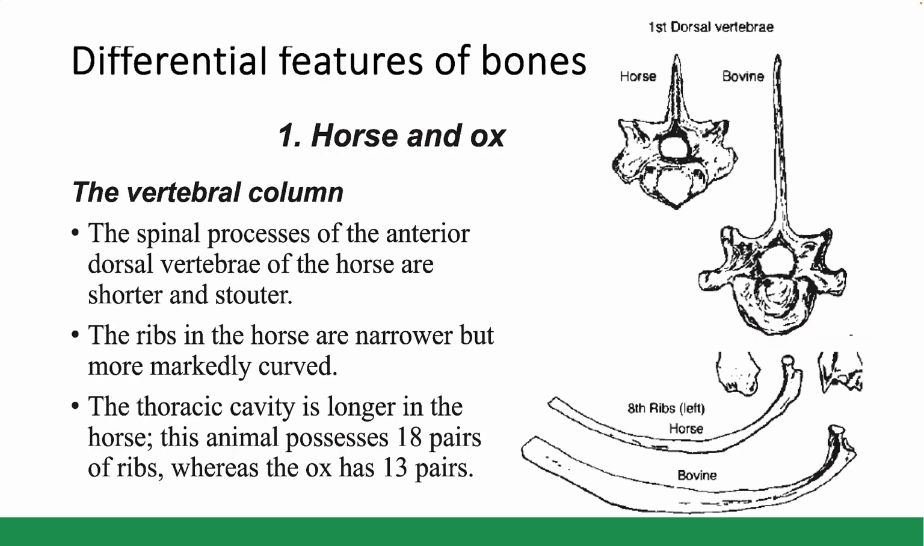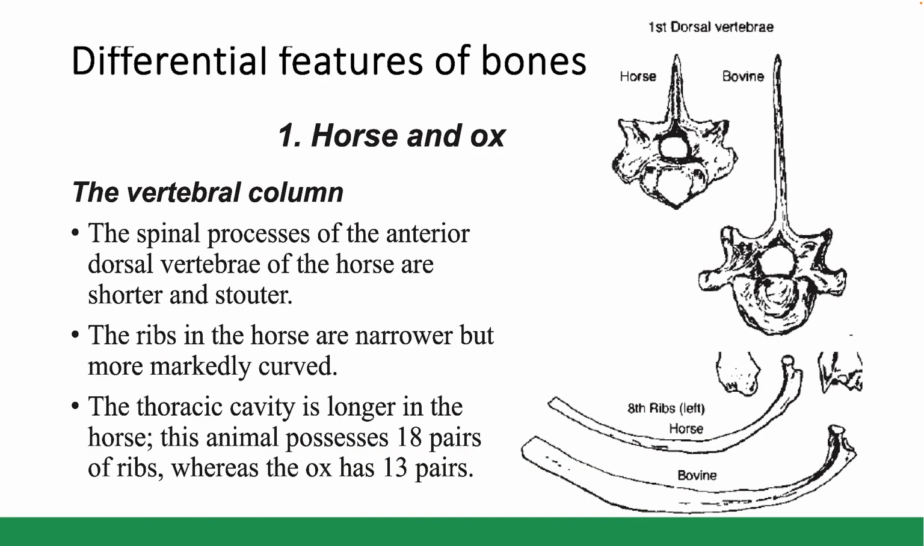Now let's go into the differential features. This is where the focus of this module is. How are we going to differentiate the species of animals based on the structures of their bones? We'll start with these almost identical animals: horse and ox. Under normal circumstances, if someone presents to you ox's bones and horse's bones, they will normally look identical. So how are you going to differentiate them? Let's start with the vertebral column.